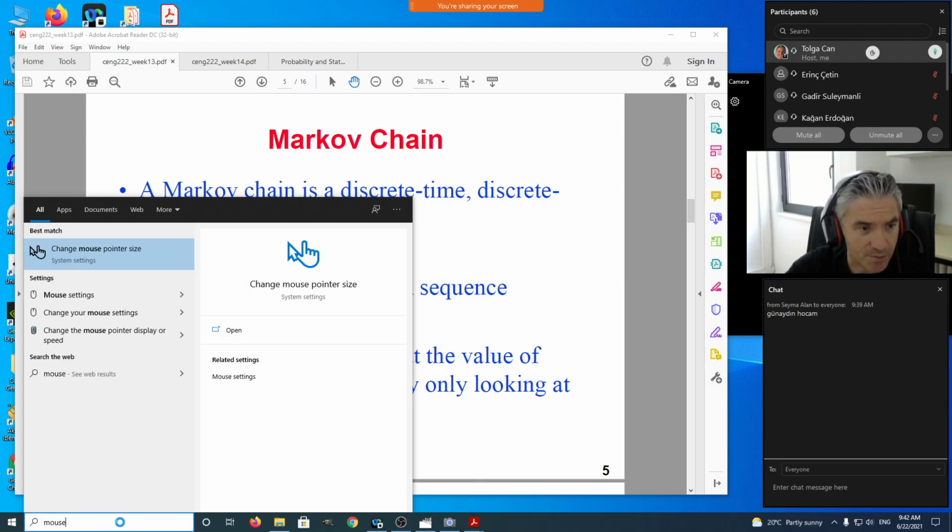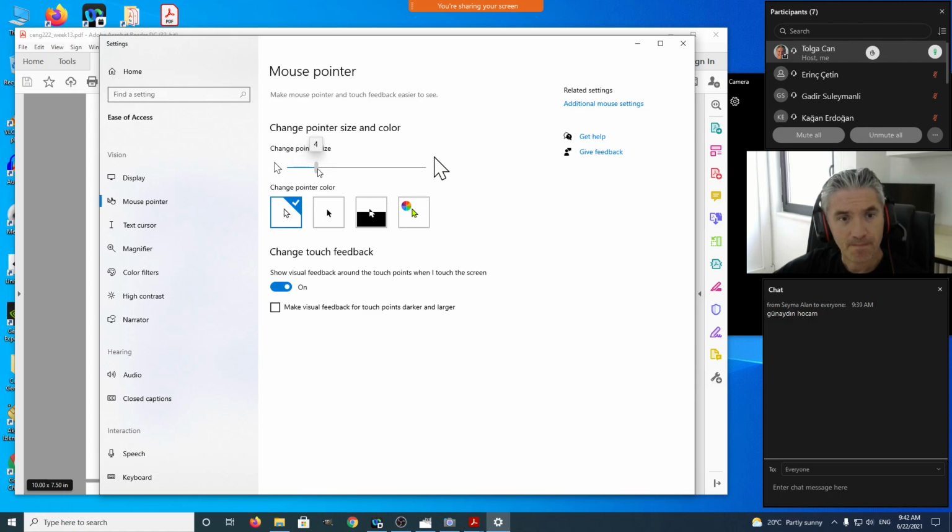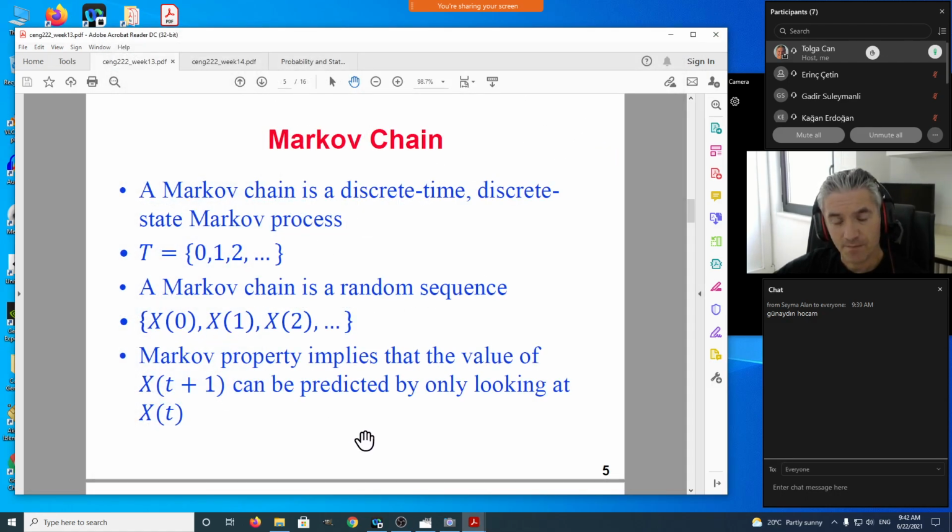Let me also change the mouse pointer size. All right, so for example, x0 may indicate the weather condition at the beginning of our stochastic analysis. At day 0, the first day may be 60% rainy, 40% sunny. For example, imagine we have a random variable which can get one of two states, rainy or sunny. The random variable here can be one of those two states, and we don't know for sure what it is.